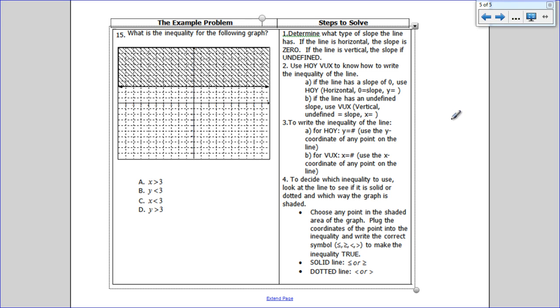All right, so here's your last one. Test correction number 15 asks, what is the inequality for the following graph? And we have this pretty little graph here with the line and its shading.